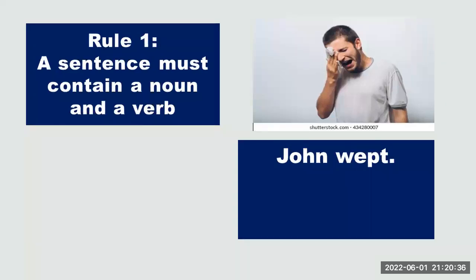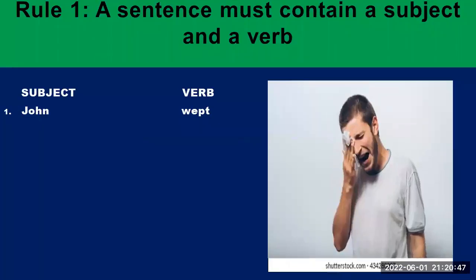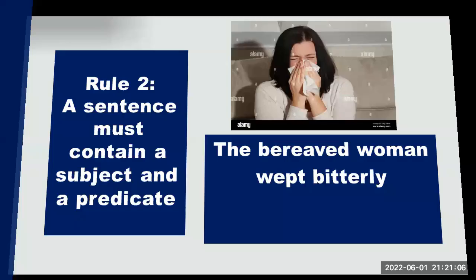Rule number 1, a sentence must contain a noun and a verb. For example, John wept. Now let's look at the analysis of this rule. You can see here, John is the subject and the verb is wept. John wept. That is rule number 1. A sentence must contain a subject and a verb.